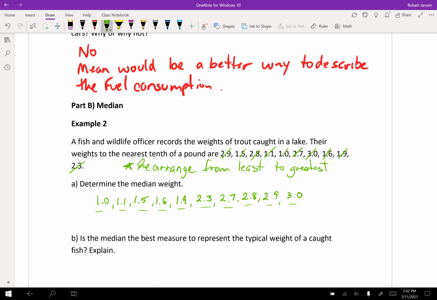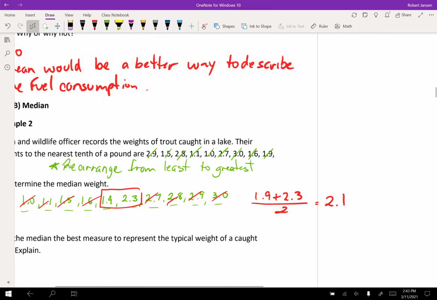So what's the middle? Okay, well, if you're having a hard time thinking about what the middle is, sometimes it helps to do this. If I cancel off the first and the last, and then cancel off the next two, and then the next two, and then the next two, you can see that there are 2 in the middle here. And if I go 1.9 plus 2.3 and divide that by 2, so this is going to be the average of these two, the middle would be 2.1, and in this case it's pounds.